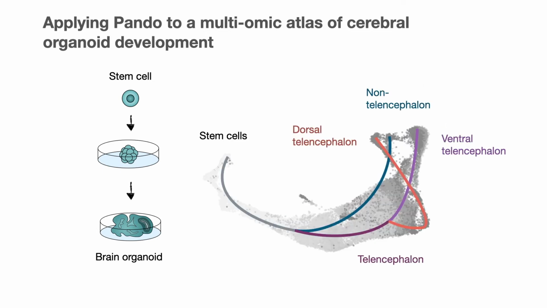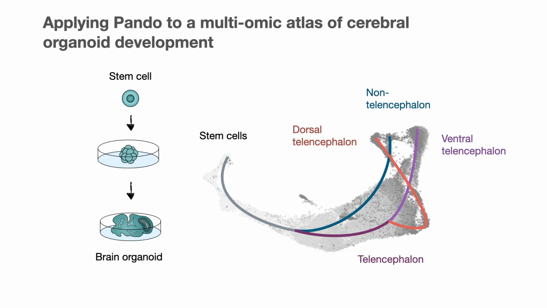In this dataset, we can now identify these trajectories that lead up to these brain region-specific neurons. So first from stem cells, cells go down this differentiation path and first bifurcate into non-telencephalon and telencephalon. Telencephalic progenitors then further bifurcate into dorsal telencephalon and ventral telencephalon, finally leading up to these brain region-specific neuronal populations.